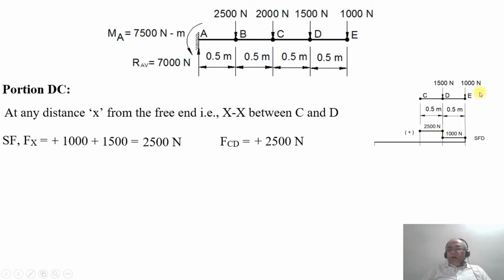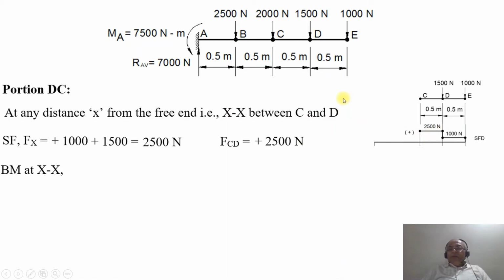When x is equal to 0.5, the shear force at the point D will be 2500. Between C and D, it remains constant as there is no other load acting between C and D. So the shear force at the point C will also be equal to 2500. Between C and D, it will be 2500.